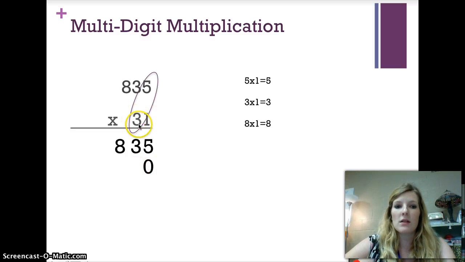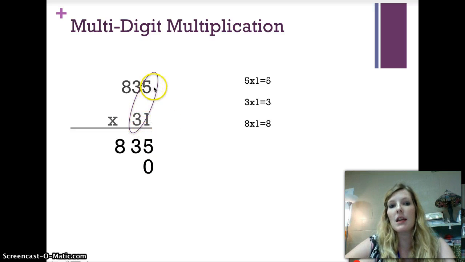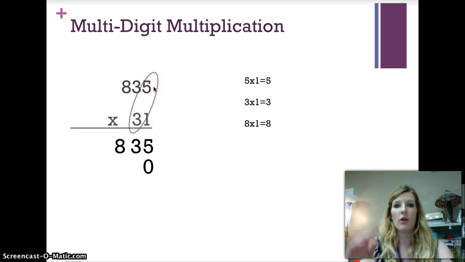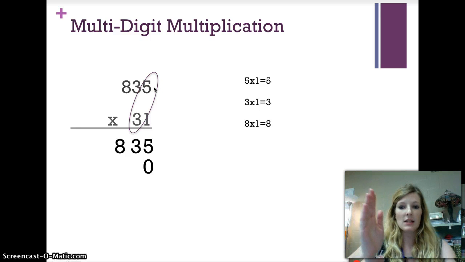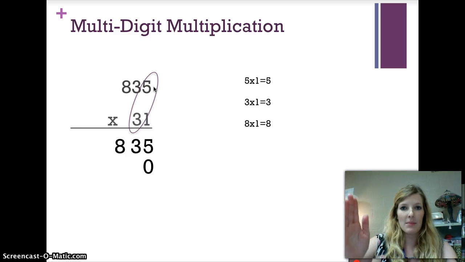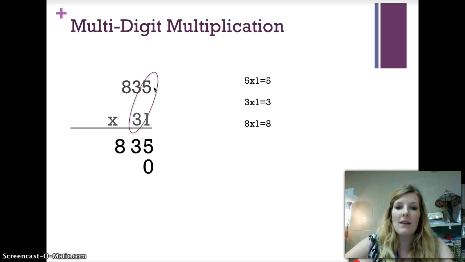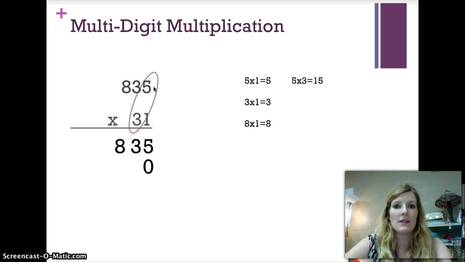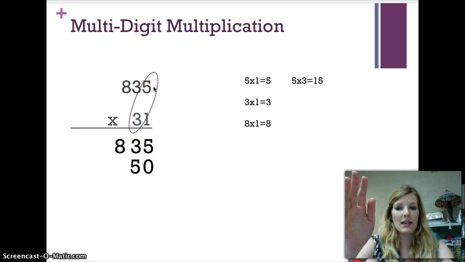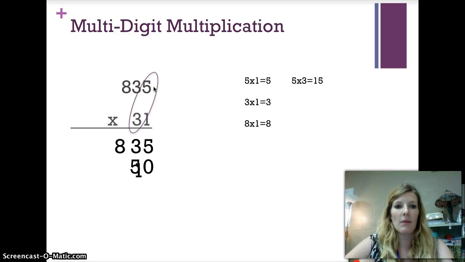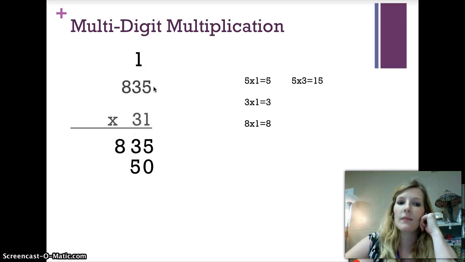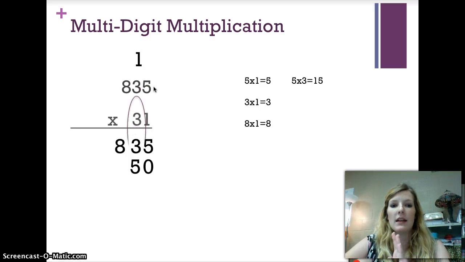I'm ready to work with this 3. I'm going to start with the number in the ones column first because we need to start with the smallest number and then work our way to bigger and bigger. So 3 times 5 equals 15. This one we do have to carry, so I put my 5 down below and carry my 1 to the next number over that I need to deal with. So it's been the 5, next it's going to be the 3. So I put my 1 up top of the 3. Then I scoot over again.